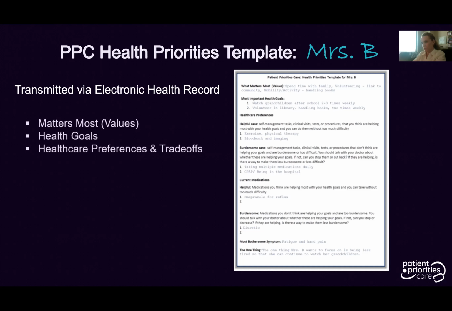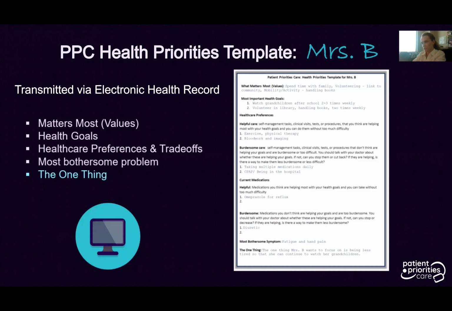There's a final step, and this is called the one thing. I think if you click next there. The one thing is a health problem, a symptom, or other item that the patient wants to focus on primarily as sort of a first step. And this is the thing that's getting in the way of achieving the outcome goal. This one thing helps you, the clinician, and the patient get on the same page in terms of aligning care with priorities. Next slide.